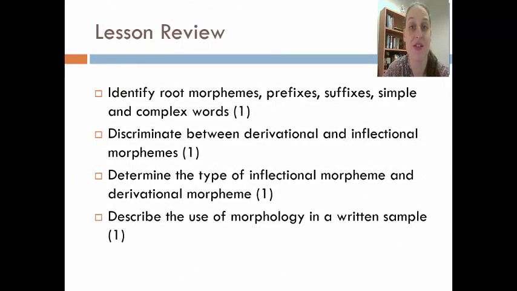Okay, so this brings us to the conclusion of our lesson on morphology. Hopefully at this point you are able to identify root morphemes, prefixes, suffixes, simple and complex words. I hope you can discriminate between derivational and inflectional morphemes, as well as determine the type of inflectional or derivational morpheme, and definitely use that terminology to describe the use of morphology in writing samples.